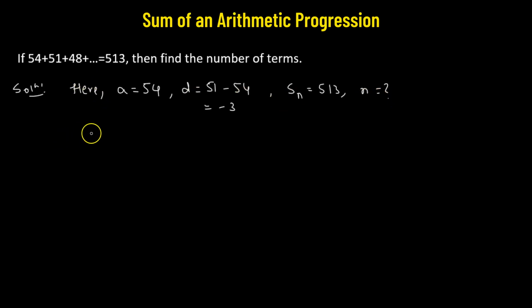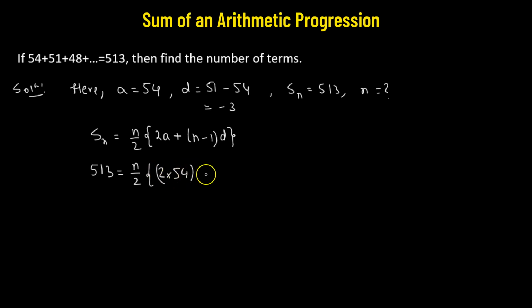So let's do that. Now we're going to use the formula for Sn. So we know that Sn is given by n over 2 multiplied by 2a plus n minus 1 times the common difference d. Now Sn is given as 513, which will be equal to n over 2 multiplied by 2 times a. So we have 2 multiplied by 54 plus n minus 1 times the common difference, that's negative 3. Right. So we'll cross multiply 2 with 513.